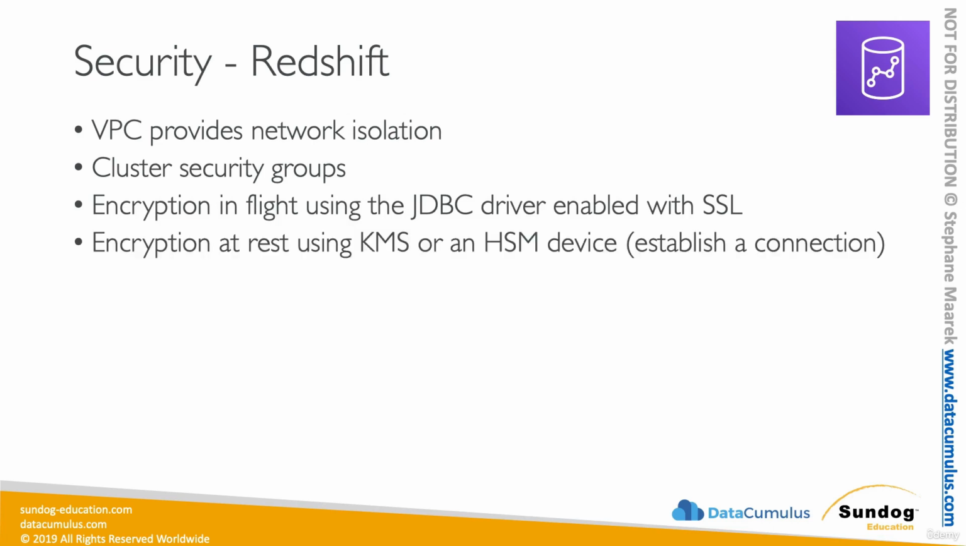And you can encrypt at rest using KMS or an HSM device. And so if you use an HSM device to encrypt at rest in Redshift, you need to establish a connection between your HSM device and Redshift. All of that is well documented in the AWS documentation. What you need to remember is that Redshift is that one technology that can use either KMS, and this way it's managed by AWS, or we can use a custom HSM device, or hardware security module.